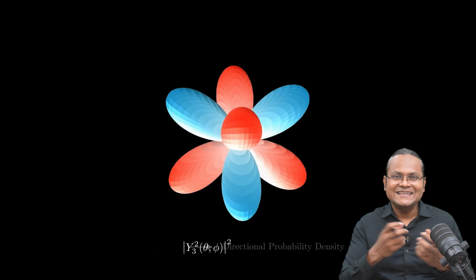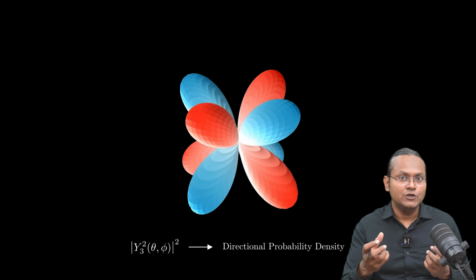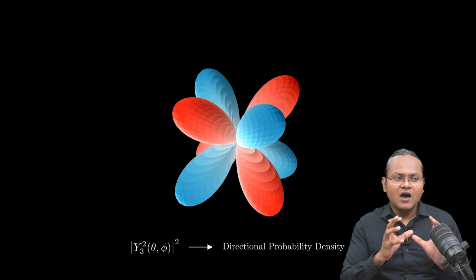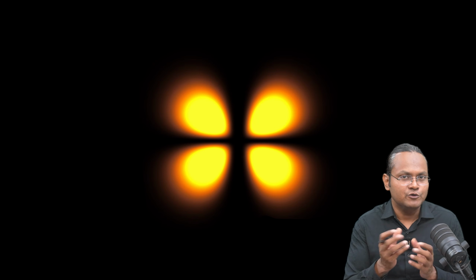These represent the directions of probability densities, where the electron density will eventually have some positive value. And therefore, they are the origin of the peculiar orbital shapes that we see in the hydrogen atom.